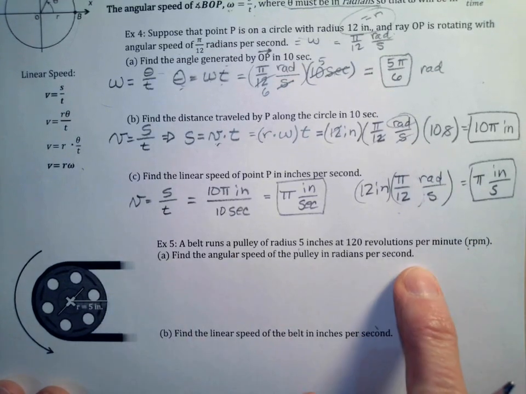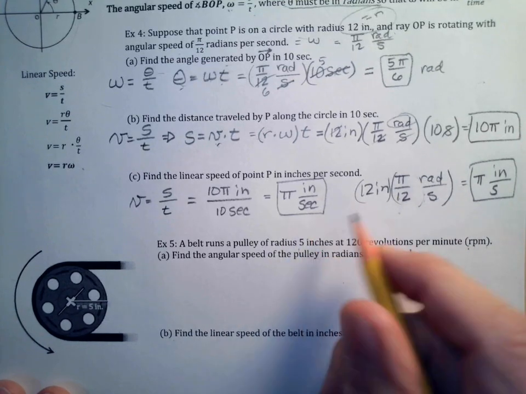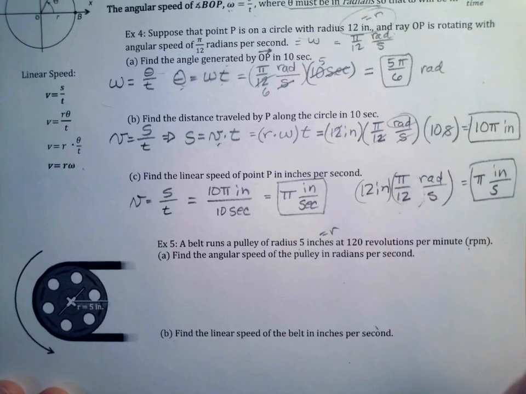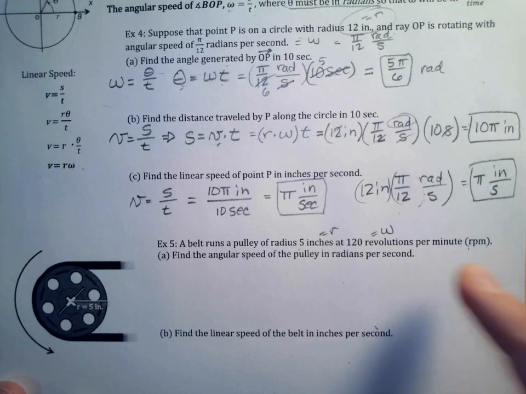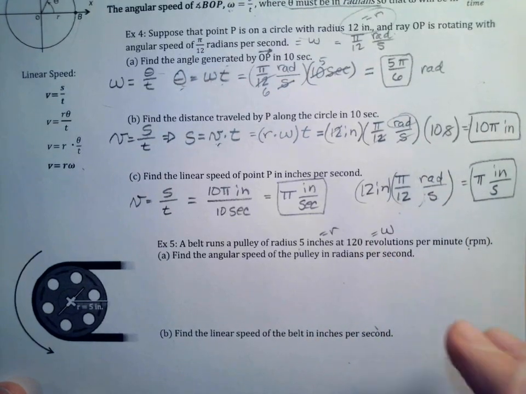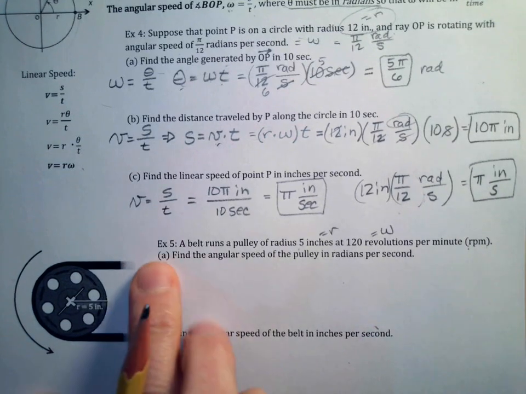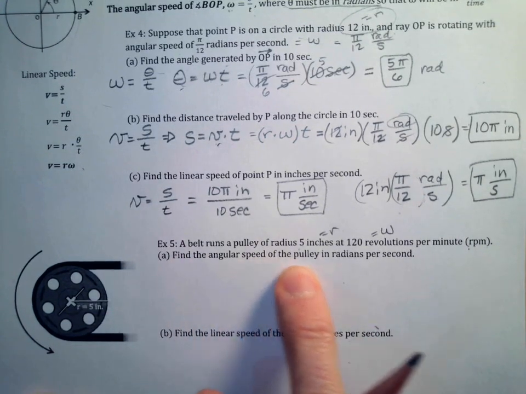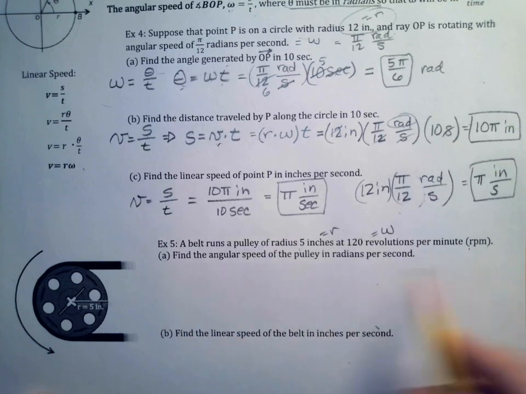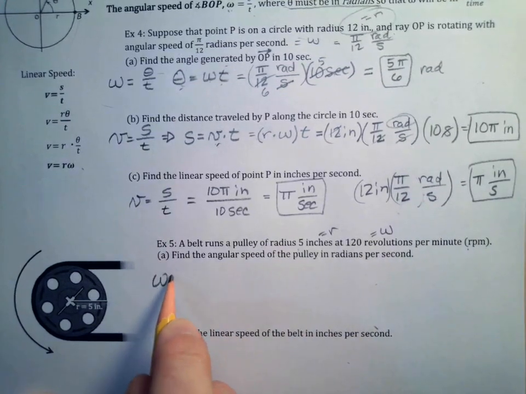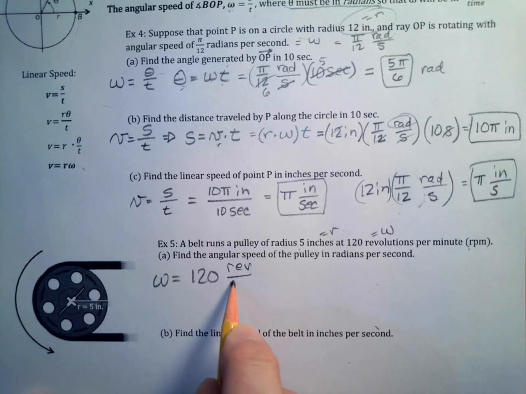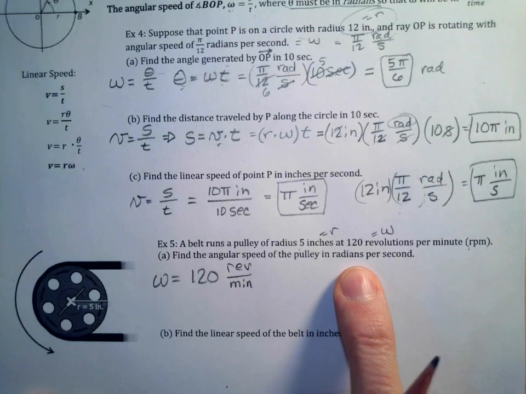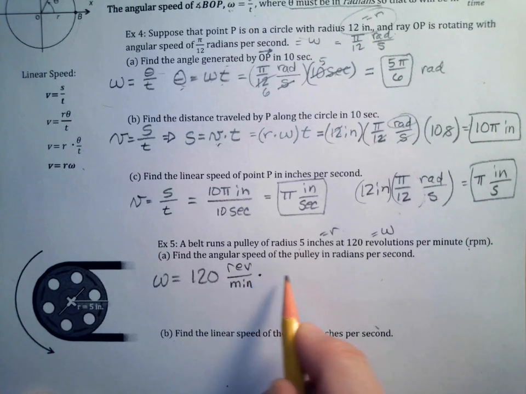All right, so we're given, what are these things? This is the radius, right? So this is r, and the revolutions, that's omega, that's angular velocity. It's revolutions per minute, rotations per minute, but we're going to have to convert that because we know we have to have radians. Find the angular speed of the pulley in radians per second. So that's what this was. They gave us omega equals 120 revolutions per minute. We want to convert that to radians per second, so we need to do some dimensional analysis.